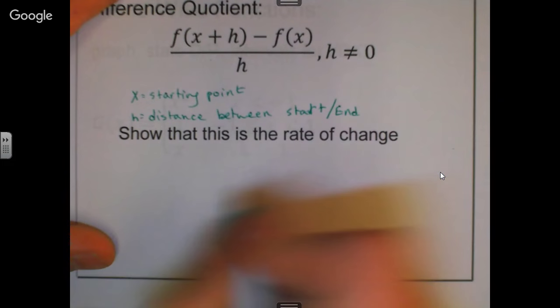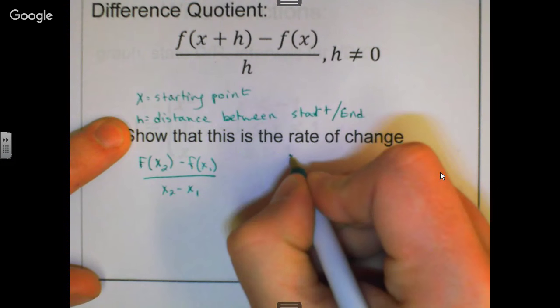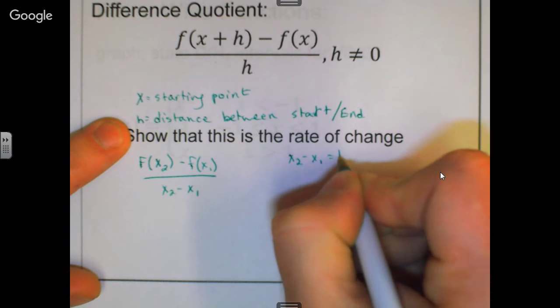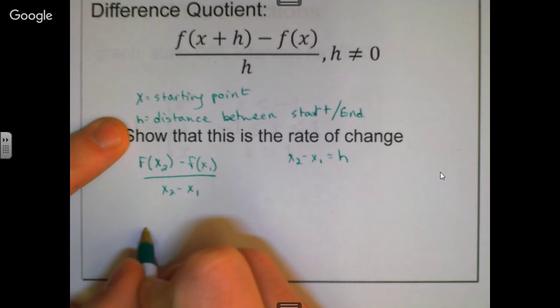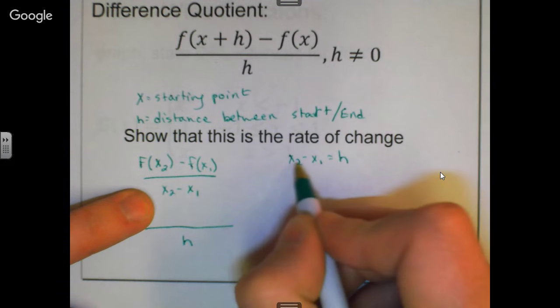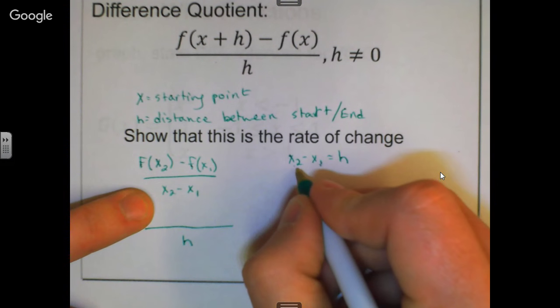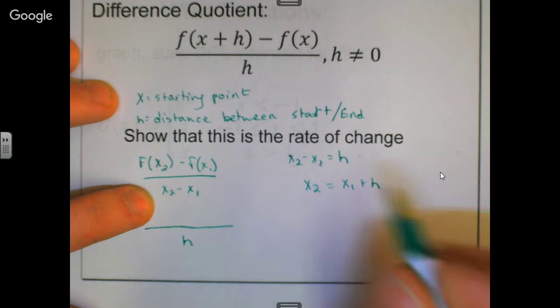Okay. Now, h is the distance between the two. So if I say x2 minus x1, that gives me what h is. Right here I can say that this whole thing is h. It's the difference in your starting and stopping point. So if I now solve it for x2, I get x2 equals, just add this to the other side, x1 plus h.